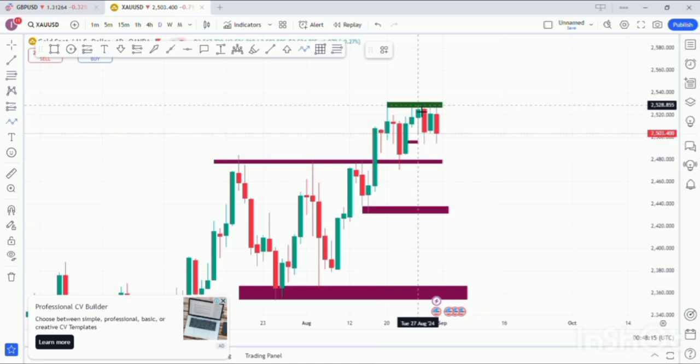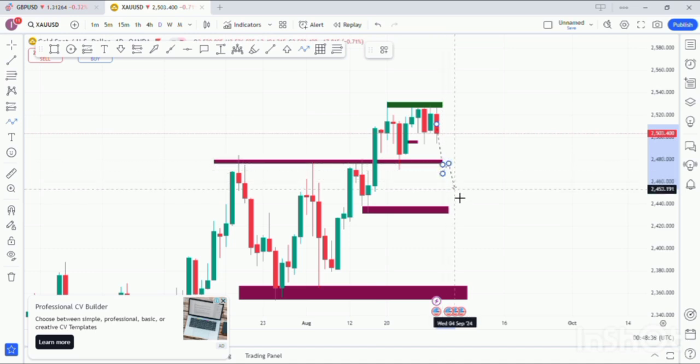As you can see, price has currently been ranging in between these two zones, this resistance zone and this support zone right here on the daily time frame. So for the coming week, we'll be expecting price to continue downward to respect this support zone right here, or possibly break out of it, give us a confirmation before continuing to the next support zone right here.